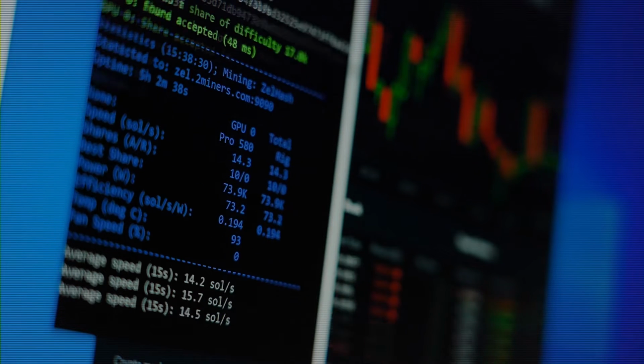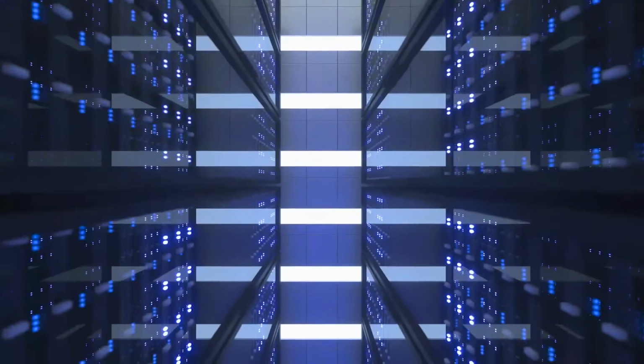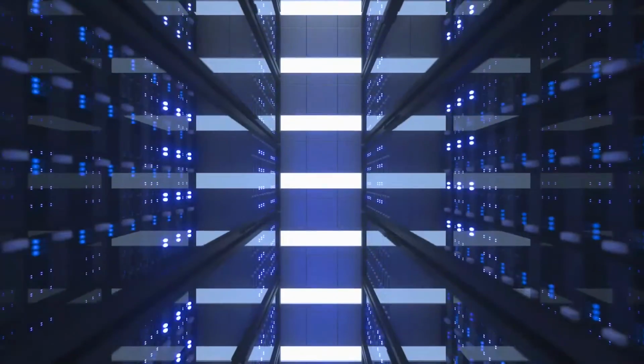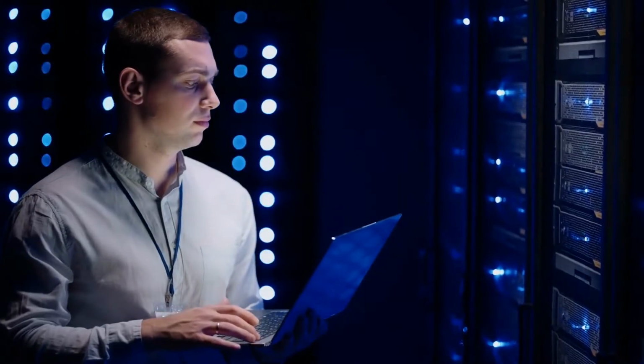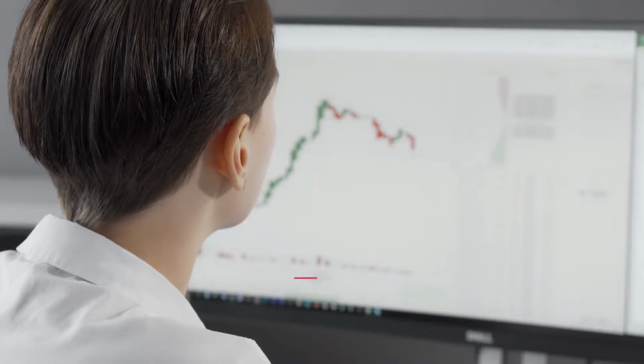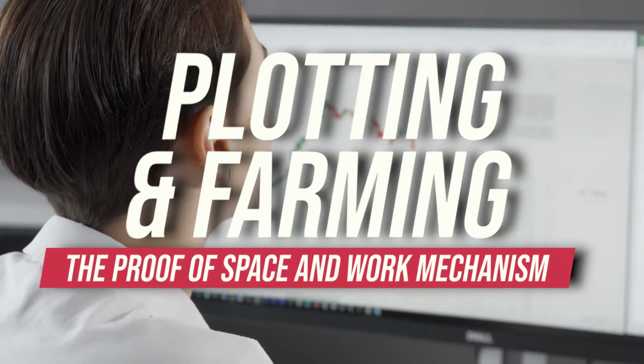on your hard disk. Mining Chia is like playing a game of bingo. The network will randomly allocate data and then ask for a random portion of that data. If you have it and can prove that you have it, you get a reward. The proof of space and work mechanism can be categorized into two main processes, which is plotting and farming.